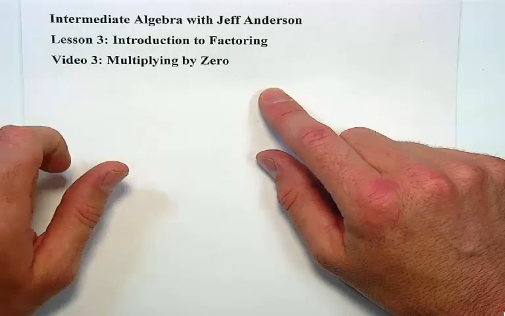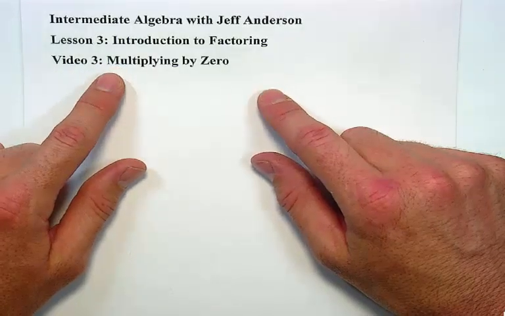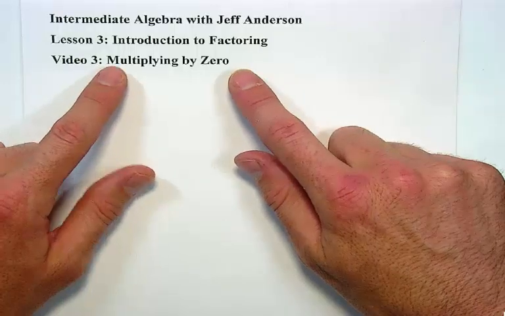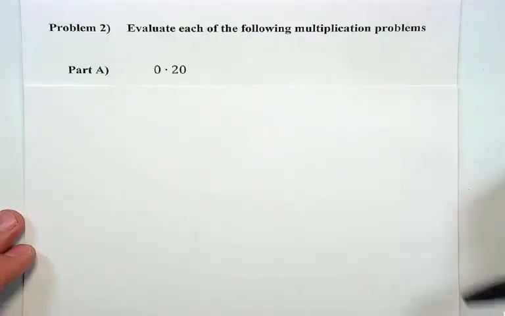In this video, we're going to investigate special properties of multiplying by 0. 0 is a really special number because it does something crazy under multiplication. Let's take a look at the following problem.